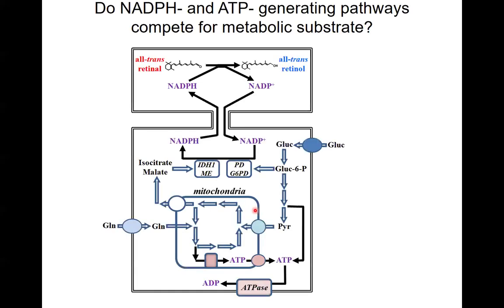Okay. So this is in the mouse actually. One of the questions that we had is: do NADPH and ATP generating pathways compete for metabolic substrate? The reason is that they're generated through the same pathways, basically. At least, again, that's my simplistic view from textbook biochemistry or reviews in science.